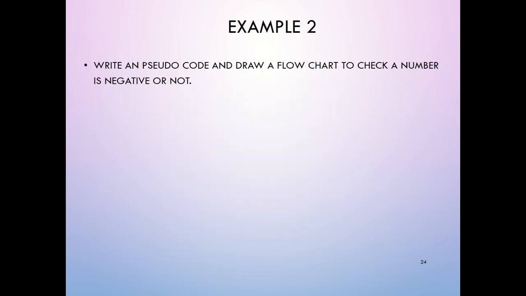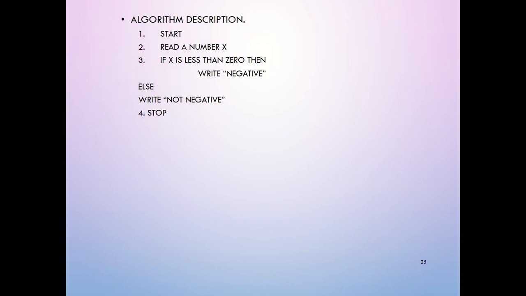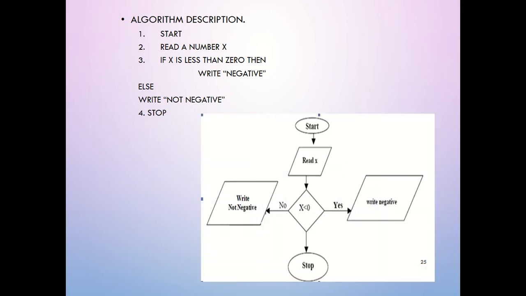Example: draw a flowchart to check whether a number is negative or positive, less than zero or greater than zero, so the condition should be checked here. Start, read X. You should understand what this symbol is, start or terminate, stop, and this is the input, for example, read X, and check whether X is positive or negative, a decision. This is the decision diamond shape, yes and no, and the output is written by the shape.